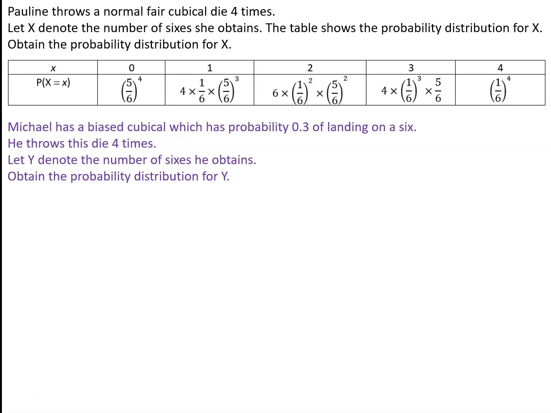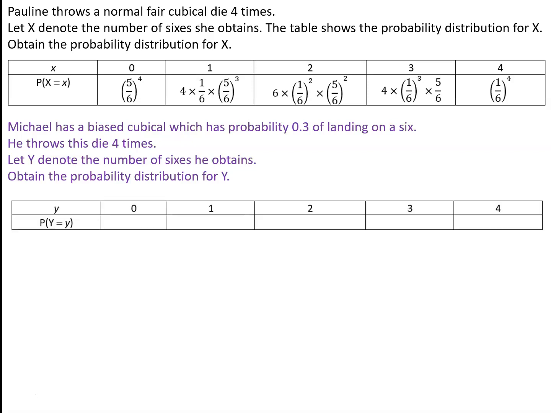So the distribution for y is very, very similar to the distribution for x. So the probability that y equals 0 is going to be the probability that we get 4 failures on the trot. So that's going to be 0.7 times 0.7 times 0.7 times 0.7. So it's 0.7 to the 4. The probability that we get just 1 success is going to be 4 times by the probability of a success times by the probability of getting 3 failures. So that's going to be 4 times by 0.3 times by 0.7 to the power 3.